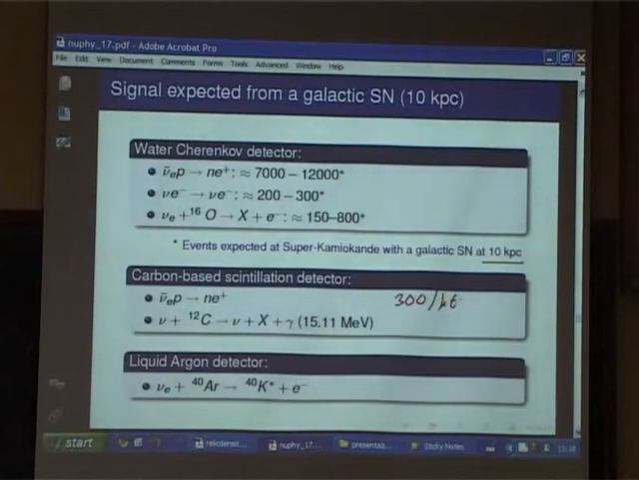Per kiloton is typical. So, Super-Kamiokande per day, for example, is 40 kilotons, and that is 12,000. So, this matches. This is a very crude way that you can calculate. Similarly, if you build a liquid argon detector, then you have this particular interaction, and remember this interaction is a ν_e, a bit ν_e. And again, this will be about 300 per kiloton.